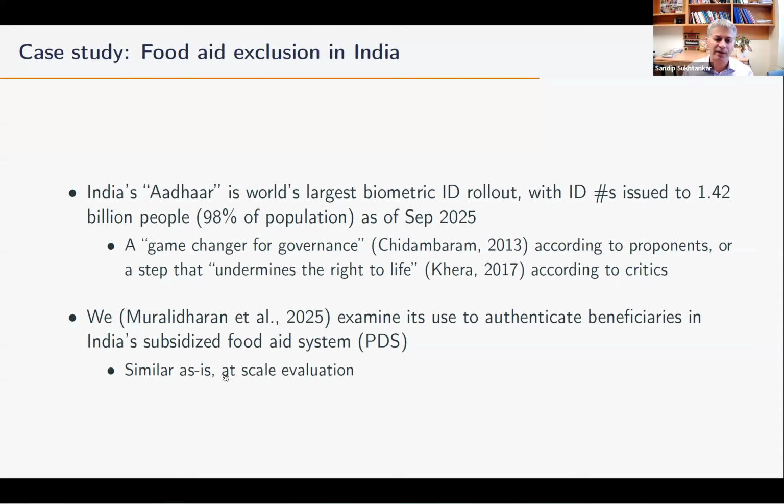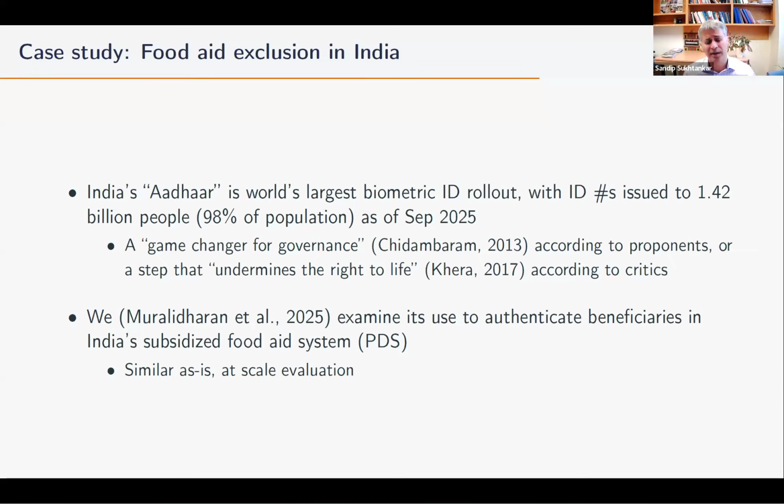And similar to the previous experiment, this is again an as-is at scale evaluation, right? This was run by the government. All we did was randomize where the program was going to use biometric authentication and where it wasn't. And then we used a combination of our own surveys and government data to figure out what happened.